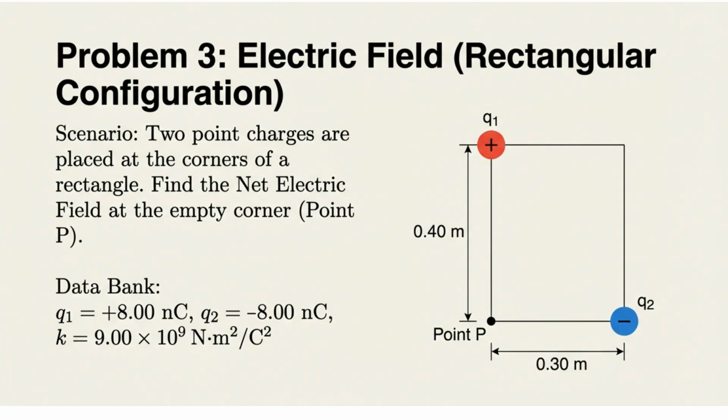Let's work through a problem. We need to find the net electric field at point P, which is an empty corner of a rectangle with 2 point charges, Q1 and Q2, at the other corners. The given data includes the charges, distance, and Coulomb's constant.